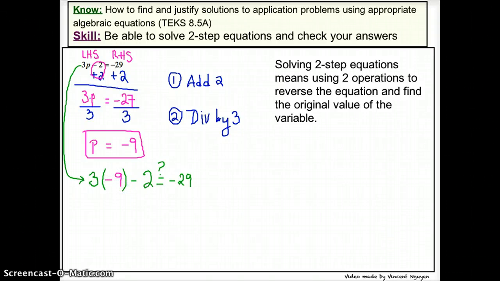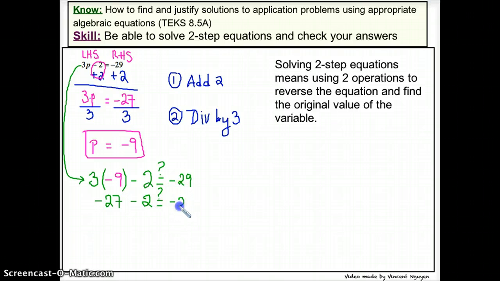Now what do I do next? All right, I need to use order of operations and simplify this side. So I'll do multiplication first. 3 times negative 9 is negative 27. Negative 27 and a minus 2, that's considered like two negatives, right? So negative 27 and negative 2 actually turn out, I don't know, is it negative 29?